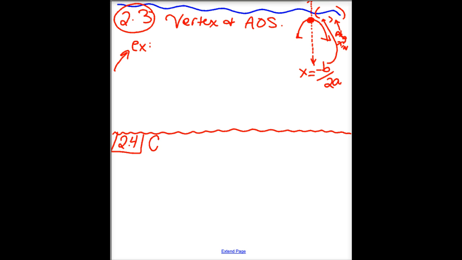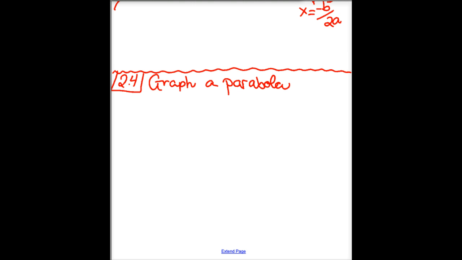Next up, 2.4, you're going to be asked to graph a parabola. So have your notes open to 2.4 and let's discuss how we graphed it. When we are graphing this parabola, the first thing I'm going to ask you is to identify A, B, and C. And you're just going to go right up to the equation and pluck off A.